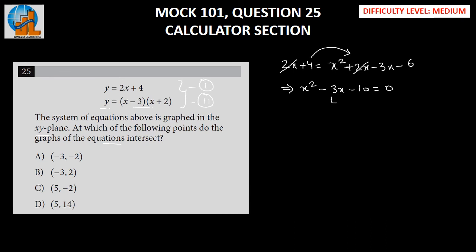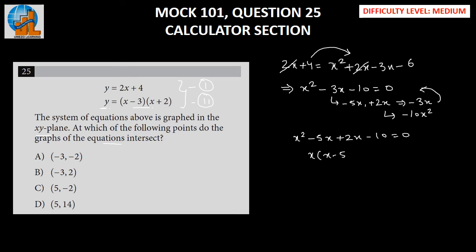As we see, we can easily identify that the two roots should be minus 5 and plus 2, because once we add them up, we get minus 3x, and once we multiply them we get minus 10, which is as per our equation here. So let's try to find out the roots here. It should be x square minus 5x plus 2x minus 10 is equal to 0. So as I solve, I can easily find the value of x. So this implies (x minus 5) and (x plus 2) is equal to 0.